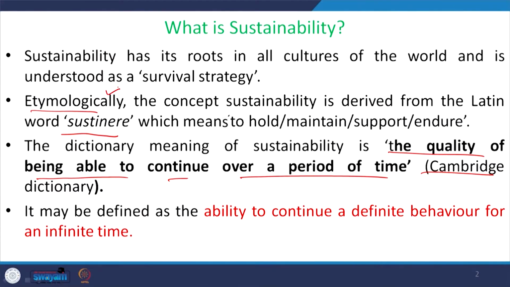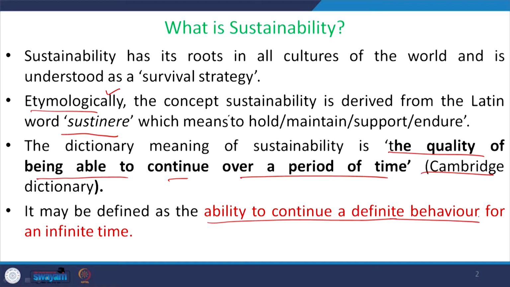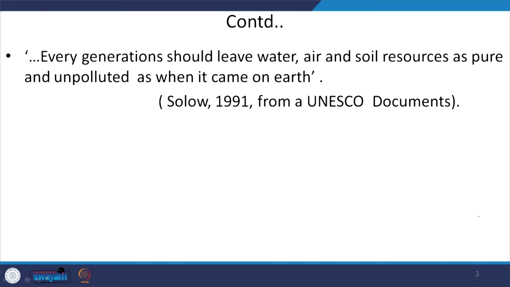Taking into account the etymological meaning, that is the derivation of the word itself, and the dictionary meaning, we can say that sustainability formally can be defined as the ability to continue a definite behavior for infinite time. If a particular pattern of behavior of a system can be found for a longer period of time, then we can say that this particular quality can be sustained. In this respect we can take the meaning of sustainability from Solow's work.